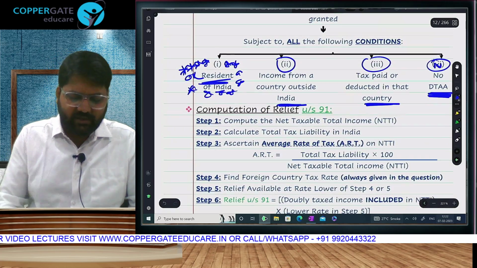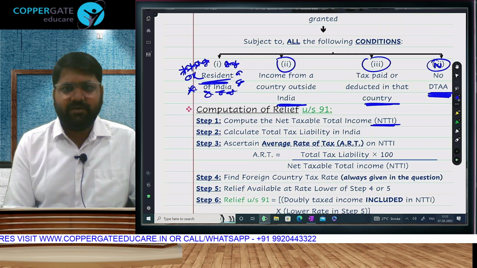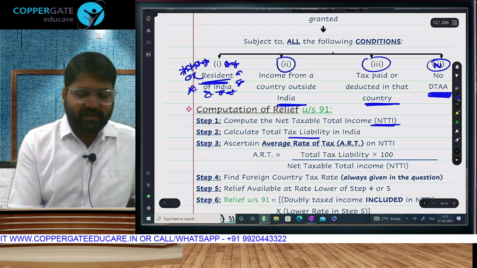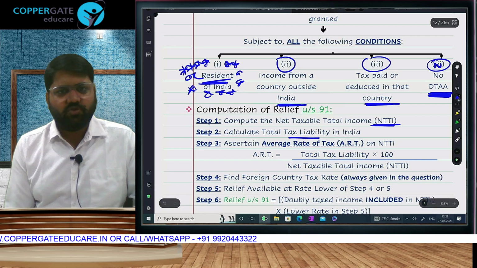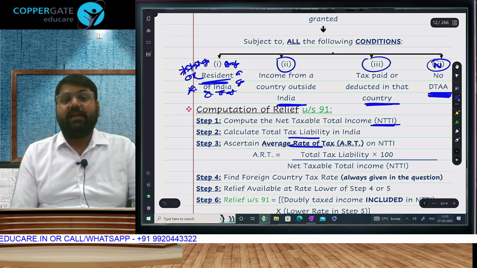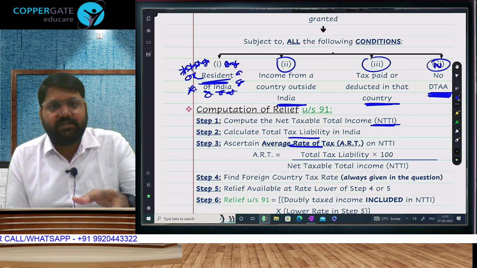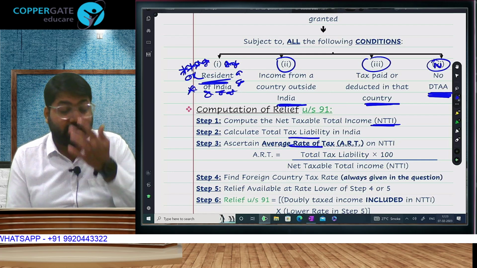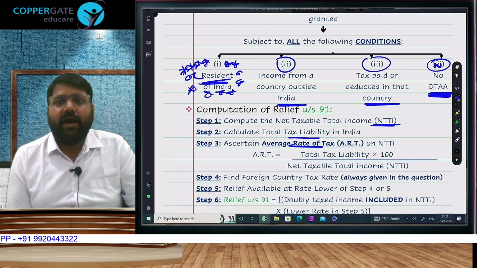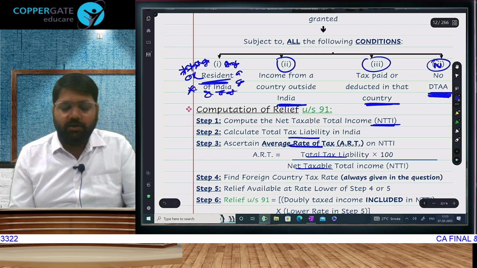Very easy calculation it is. Compute the net taxable total income. That will obviously include your Indian income and foreign income. On that, calculate the tax liability in India, whatever regime you have chosen, old or new. Decide the average rate. Now see, in India tax is calculated at slab rate. So there will be some income at 0%, some at 5, 10, 15, 20, anything can come, especially if it is the new regime. Find out the average rate, meaning the total tax upon total income into 100.